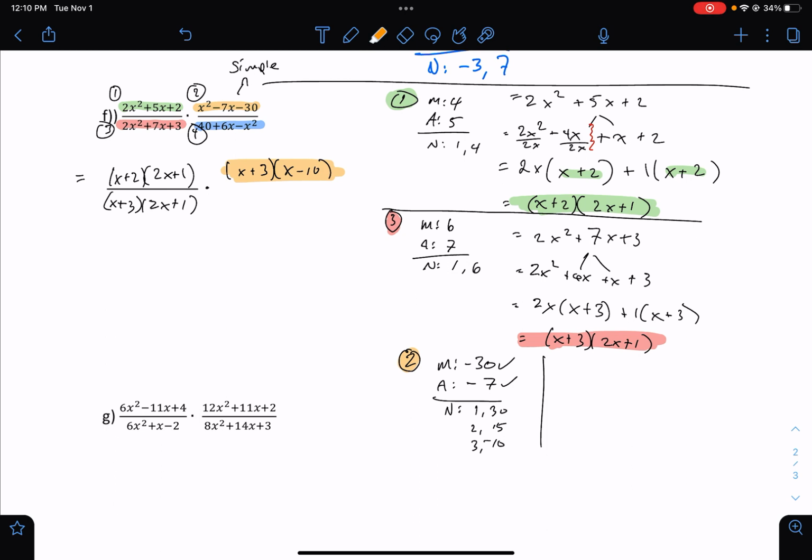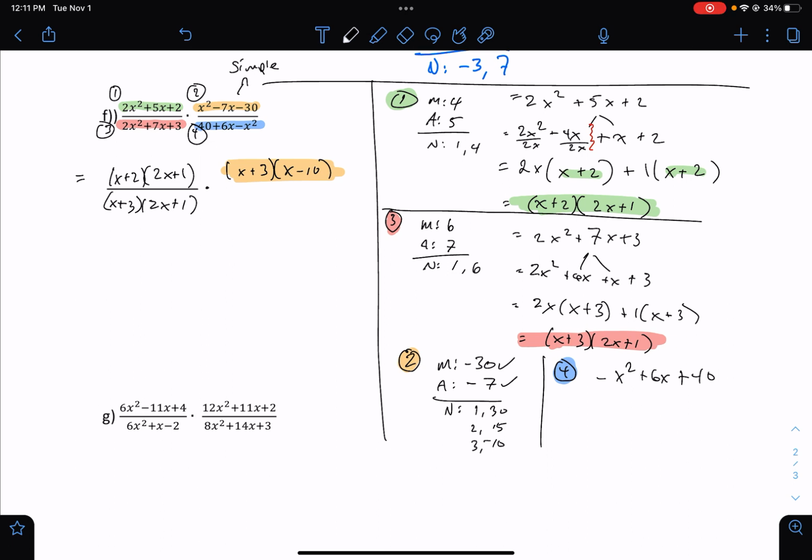Okay, and the last one here is, we're just going to do some shuffling here. So I'm going to rewrite number 4, just like at the end of class yesterday. Okay, we're going to go negative x squared plus 6x plus 40. Okay, and then nobody wants to factor this the way it is right now. Would everybody agree? Don't make this mistake.